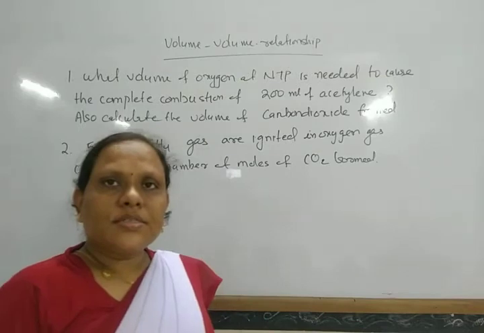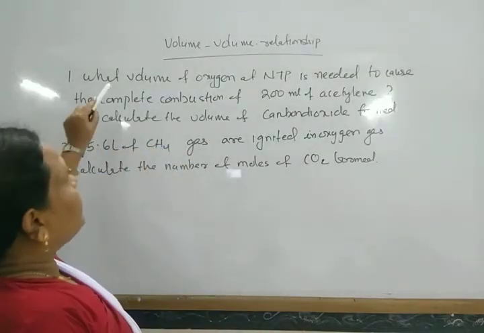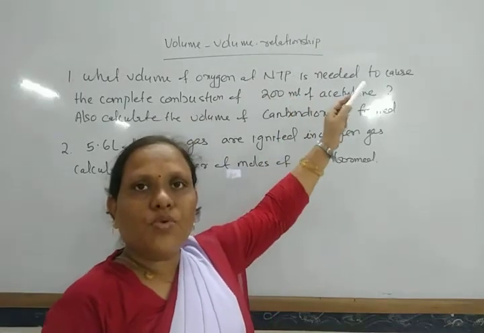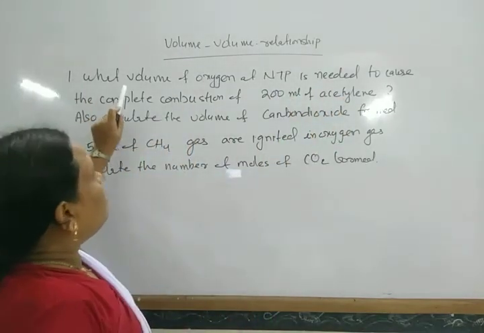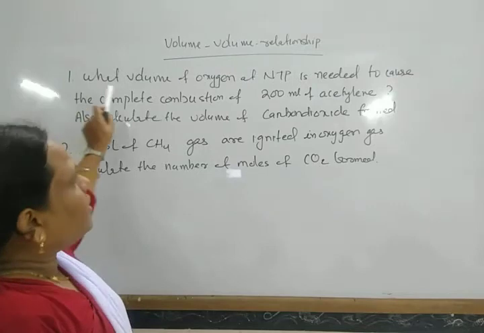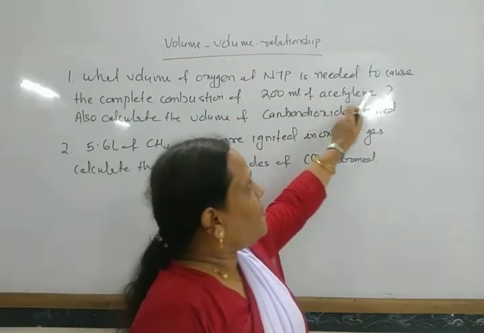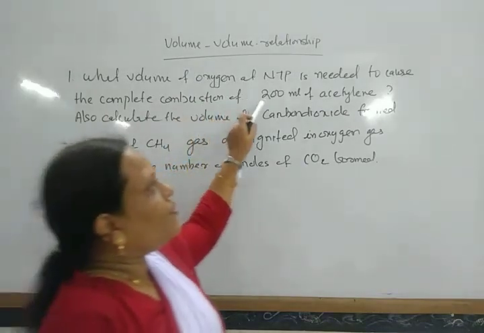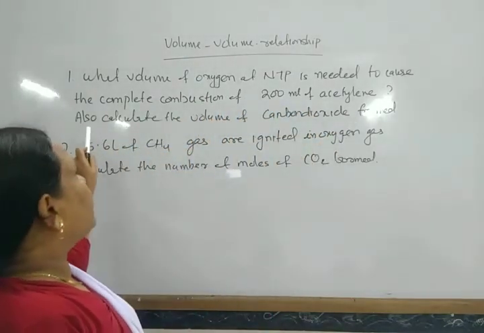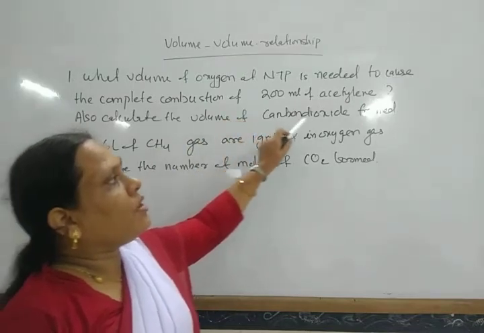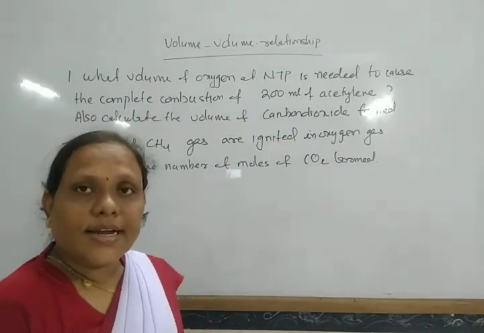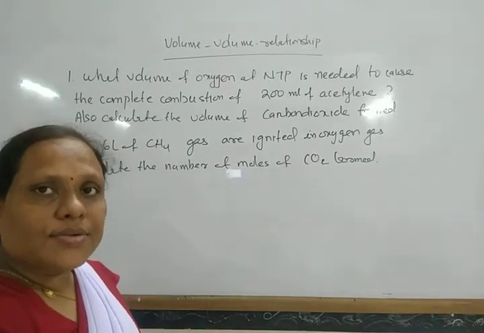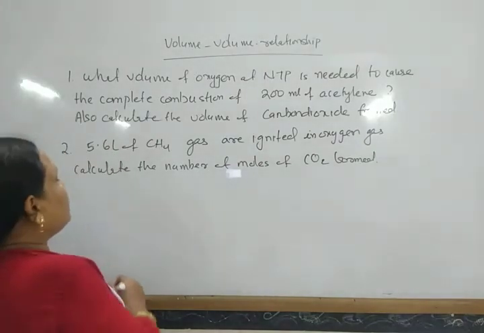Now let us solve some problems relating to volume relationship or volume mole relationship. So what volume of oxygen at NTP is needed to cause the complete combustion of 200 ml of acetylene? Also calculate the volume of carbon dioxide formed. So first write down the balanced equation for this.